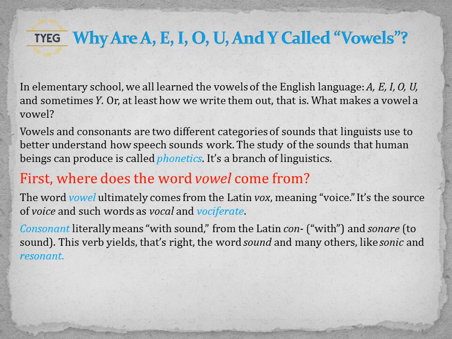Vowels and consonants are two different categories of sounds that linguists use to better understand how speech sounds work. The study of the sounds that human beings can produce is called phonetics. It's a branch of linguistics.